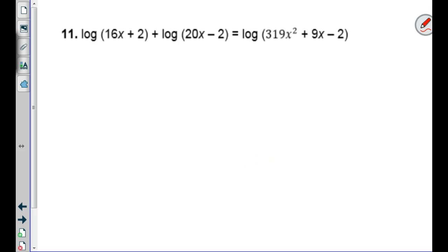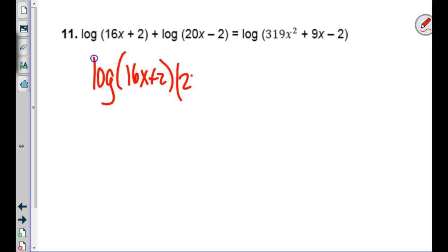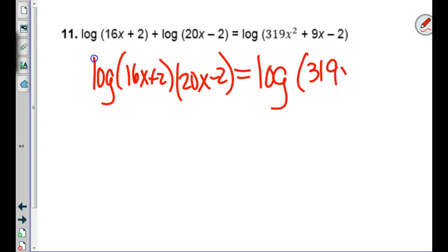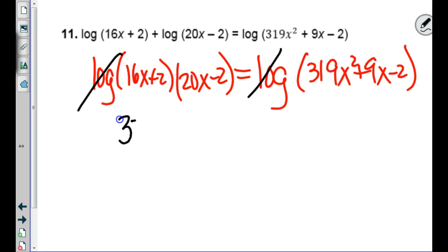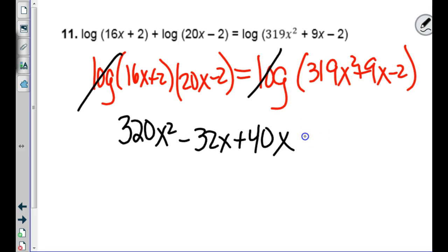All right, what do we need to do with this gobbledygook? So we're going to have log of 16x plus 2 times 20x minus 2 equals log of 319x squared plus 9x minus 2. Can we get rid of the logs? Because we're down to 1 on each side. This would be 320x squared minus 32x plus 40x. I'm just going to subtract all this over to this side, so that it's equal to 0.